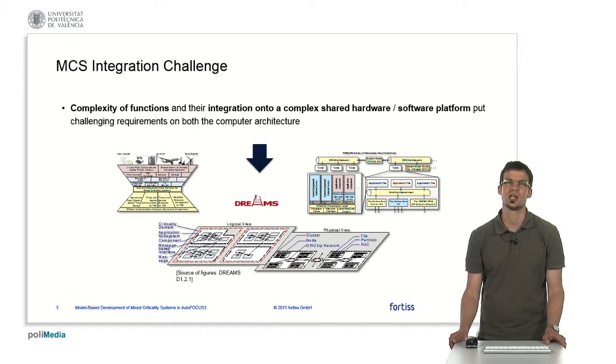On the one hand, this challenge exists for the computer architecture that needs to provide mechanisms to safely segregate functions of different criticality levels from each other. In the DREAMS project, different mechanisms are defined in a waistline architecture that provides a set of core services based on which networked virtualized multi-core systems can be instantiated.